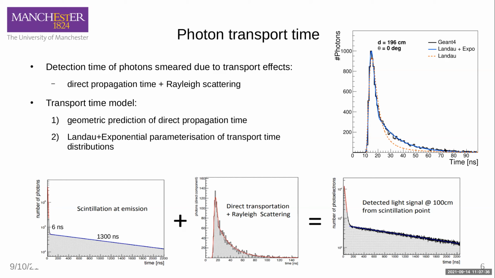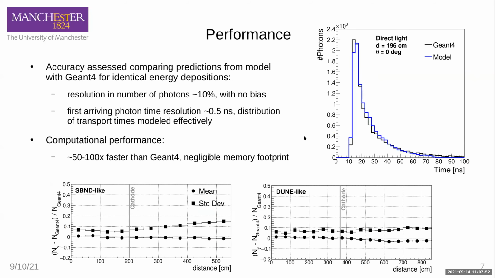This is illustrated on the top right here, which is showing the distribution in time from full simulation in Geant4 in the black, and then a fit of a Landau function up to a certain cutoff, followed by an exponential tail in the blue. We assess the performance of these models by comparing their predictions with Geant4 for identical energy depositions. The resolution in terms of the number of photons predicted is shown in these two figures at the bottom, for an SBND-like scenario and for a DUNE-like scenario, both as a function of the distance between the scintillation and the photodetectors.